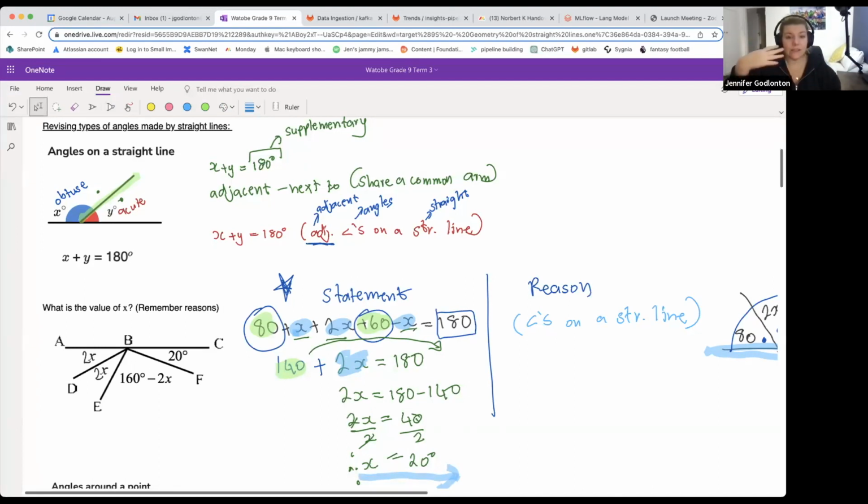Exactly. Geometry is the bridge of algebra and pictures and diagrams. So geometry uses equations that we learn in algebra, and it helps us sort of find angles through equations. So absolutely, your end goal here is to find x.